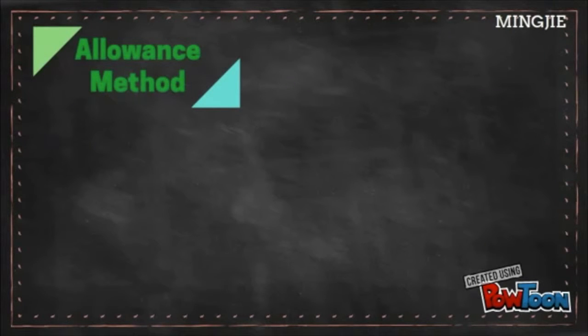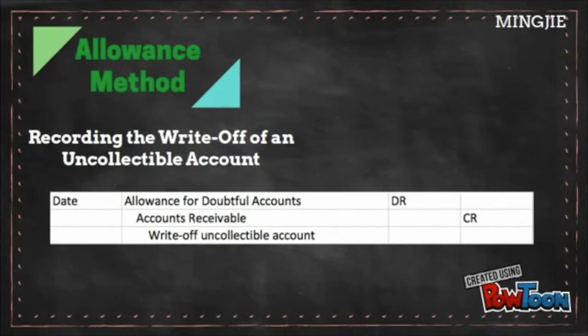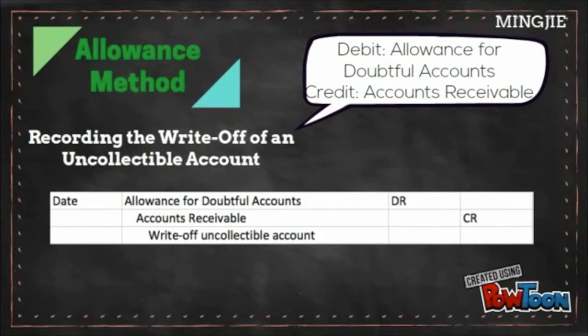So the next step is recording the write-off of an uncollectible account. Here is an example. An actual uncollectible amount is debited to allowance for doubtful accounts and credited to accounts receivable.